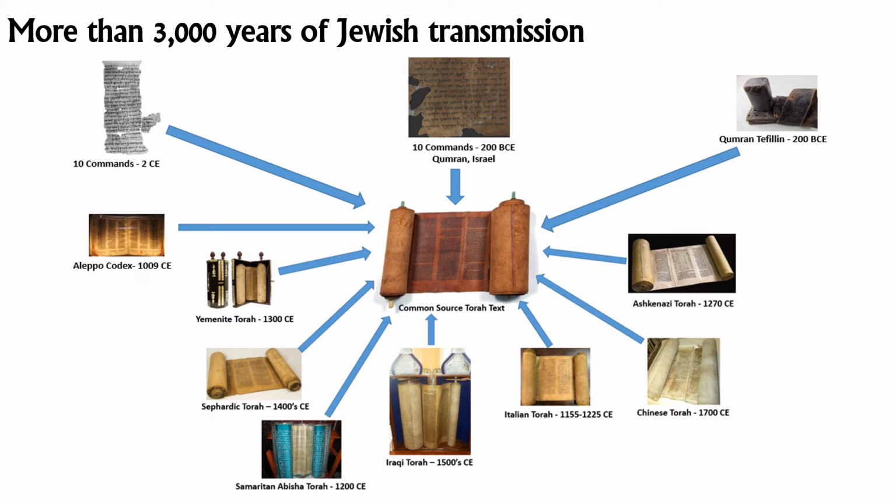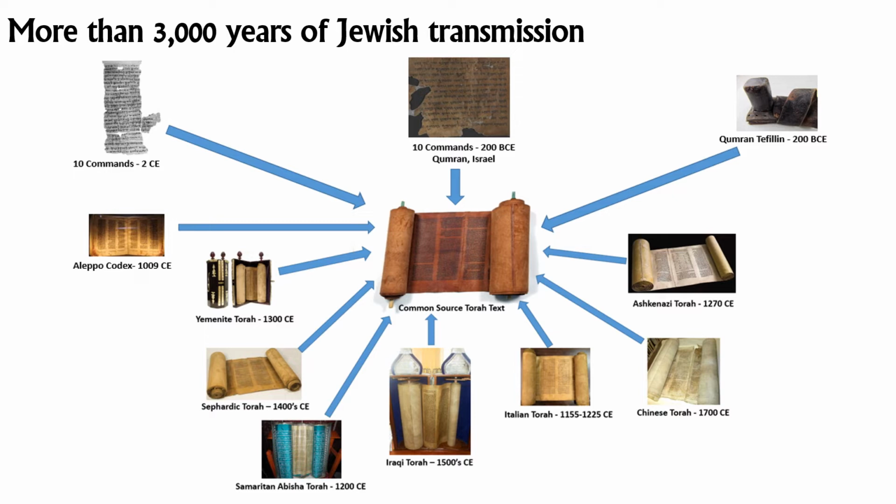you have a situation where every known Hebrew text that exists right now can be traced back to a common source text. If you were to go to the Dead Sea Scrolls, the Aleppo Codex, the Leningrad Codex, or various Jewish communities like in Yemen, Europe, Spain, Iraq, Italy, China, within all these communities, even in a situation where none of them had contact with each other for about 2,600 years, what you find is that the transmission of the text is the same.